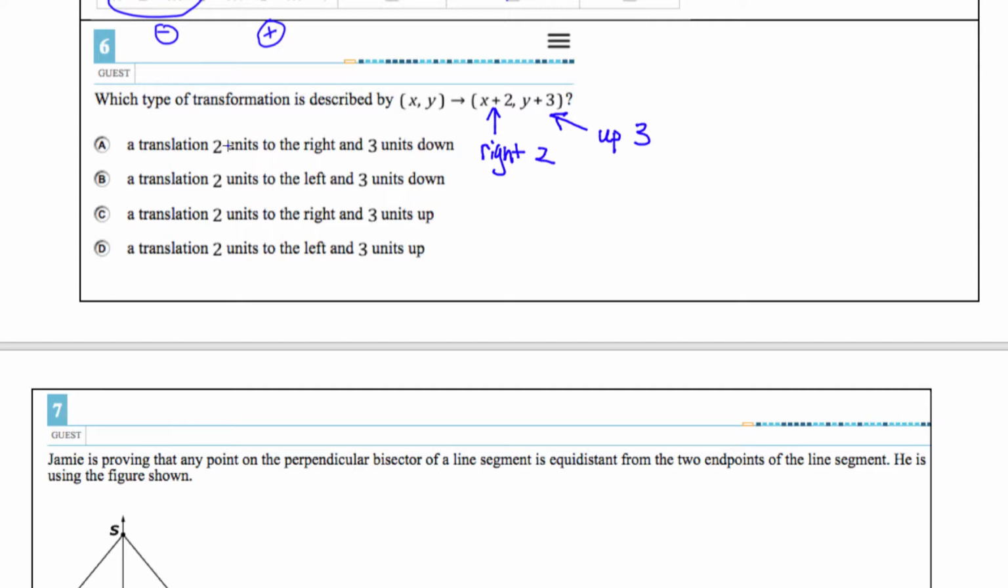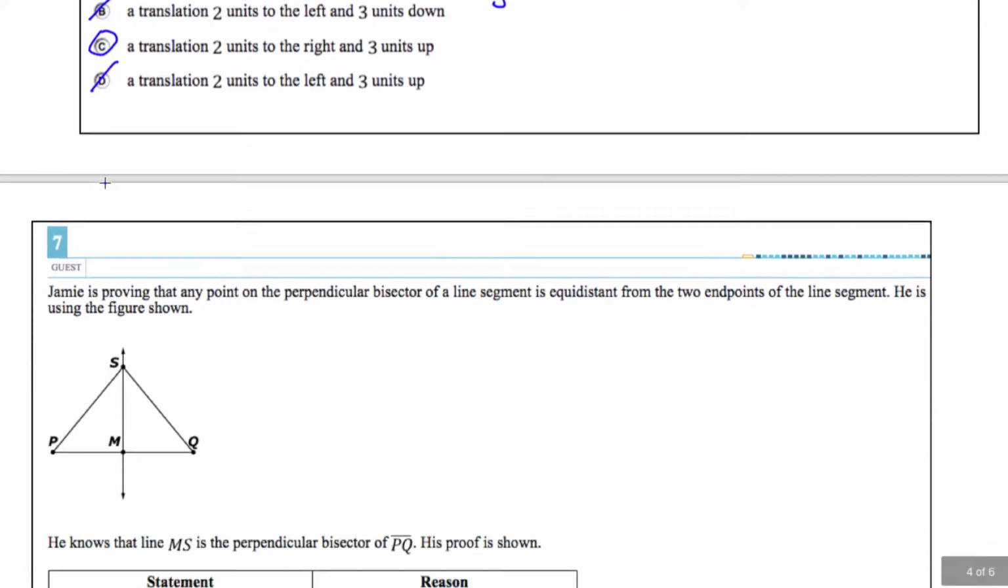Translation, 2 units right, so it's not left, and then 3 units up. That says down there, so you're not correct either. Correct answer is C.